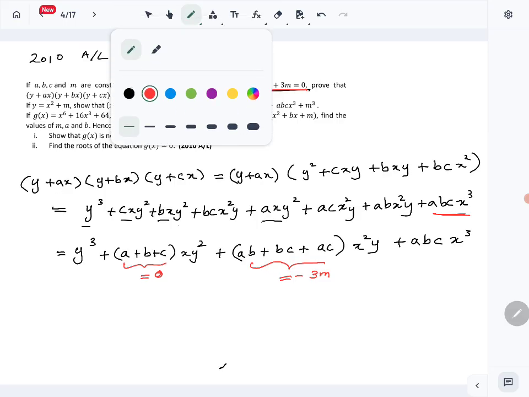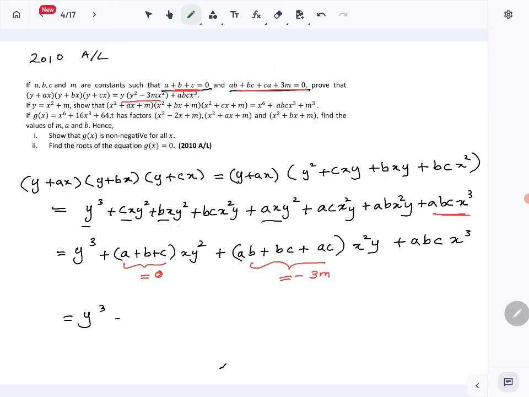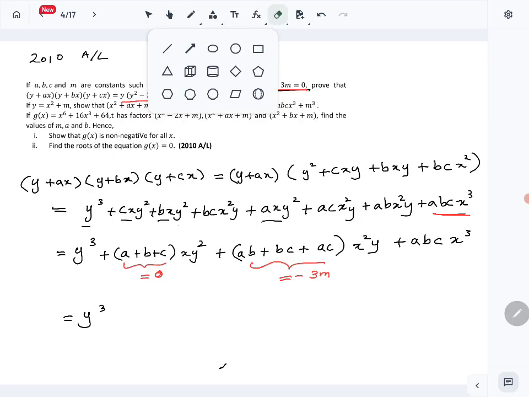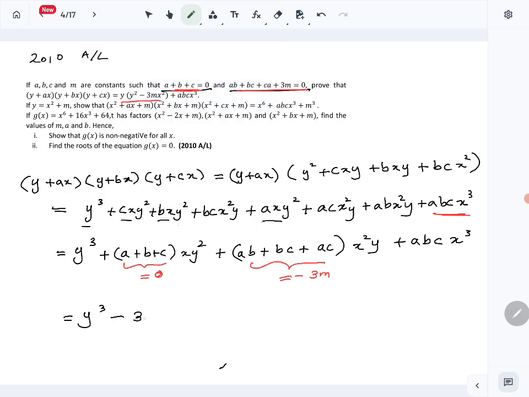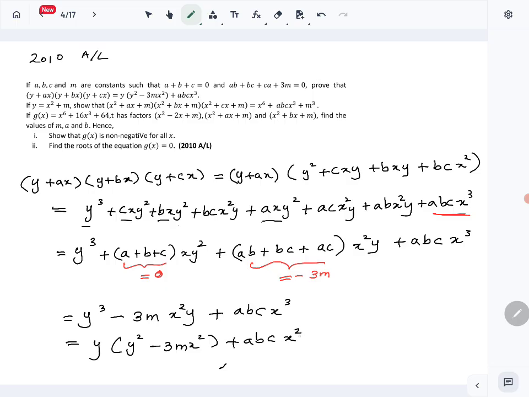So we'll get y cube, second term is 0. This term becomes minus 3m x squared y plus abc x cube. Right, now look at the thing we want to prove and simplify. So we need to take a y out, then y squared is there and 3m x squared is there. Right, okay, there's the expression we needed. So first part is done.